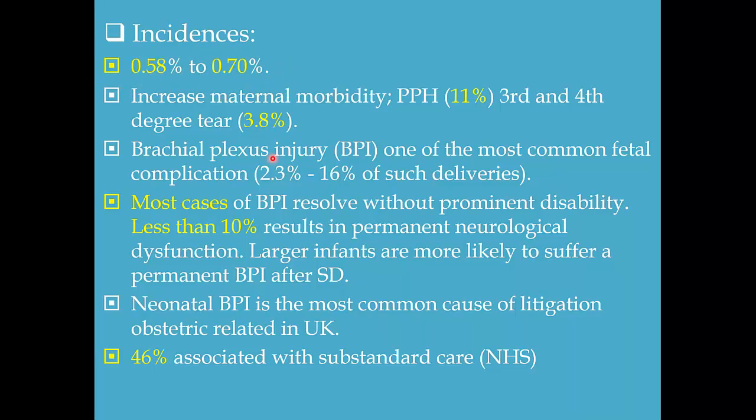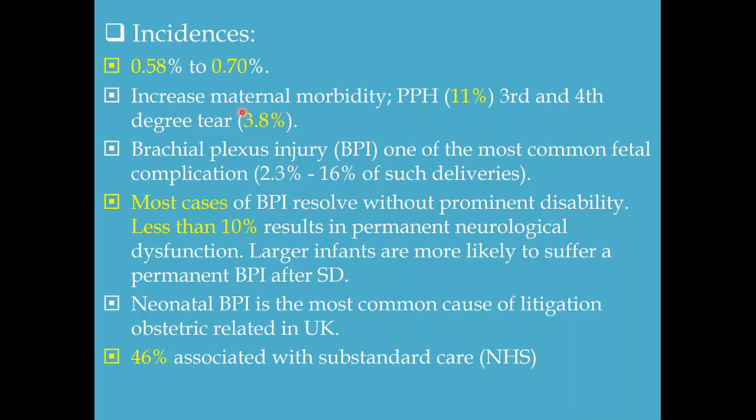And the most important thing here is the impact of shoulder dystocia on the mother and the fetus. The most important complications are postpartum hemorrhage and third and fourth degree tears. The incidence of postpartum hemorrhage in case of shoulder dystocia is about 11%. This is a recall question. And third and fourth degree tears are about 3.8%. Also a recall question. These percentages are very important to memorize.